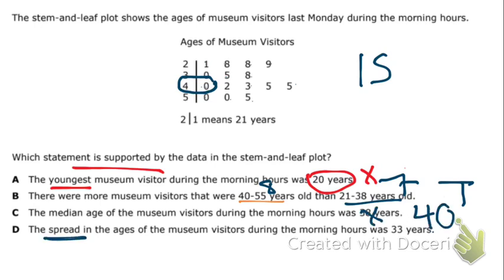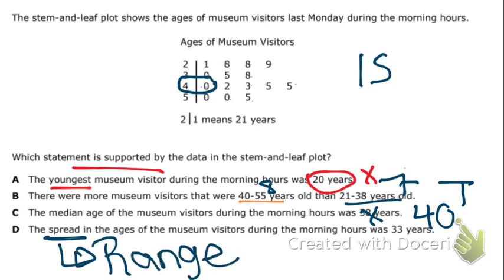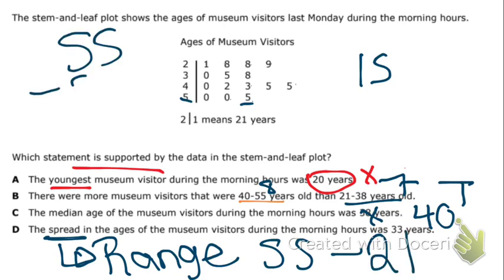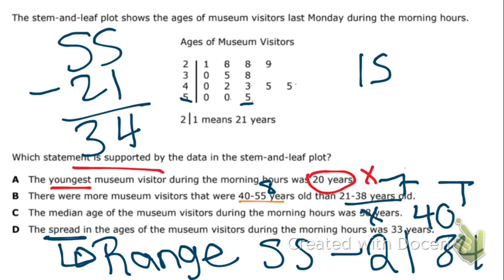And then the spread is the same thing as range. I want you to remember that. Spread is the same thing as range. And so the spread is going to be the highest number, which is 55, minus the lowest number, which is 21. And 55 minus 21 is 34, which makes it not the median age. So the only true statement was B.